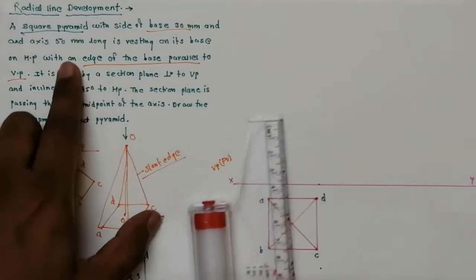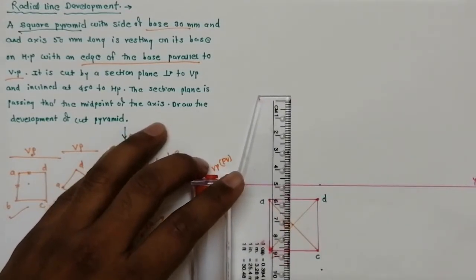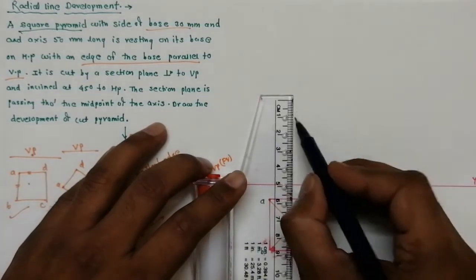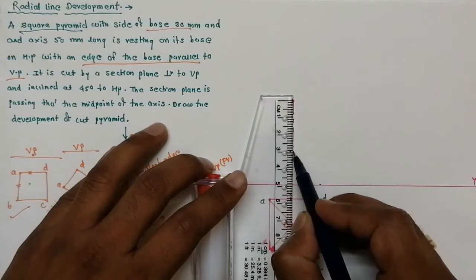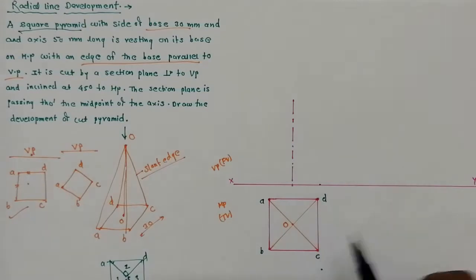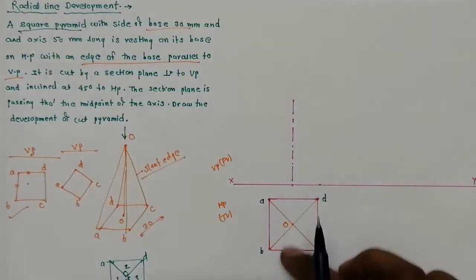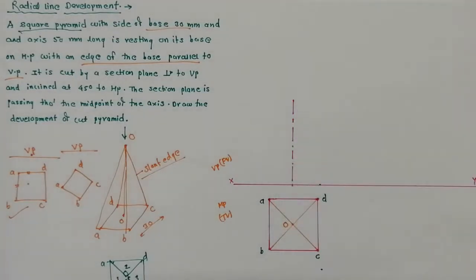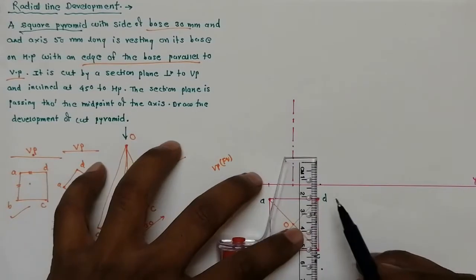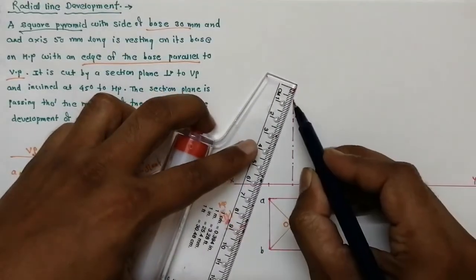Now the axis height is given as 50, so the axis is drawn along the projection of O. So this is 50 mm. In this case this is the axis only, because no edge is coming along it. We can draw it as an edge only if a corner point comes here. Here no corner point is there, only point O, so it is an axis. Now these are the projections of AB and CD. This is our O, and this is O dash.